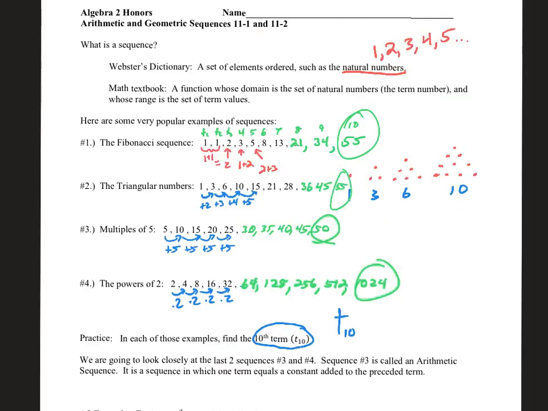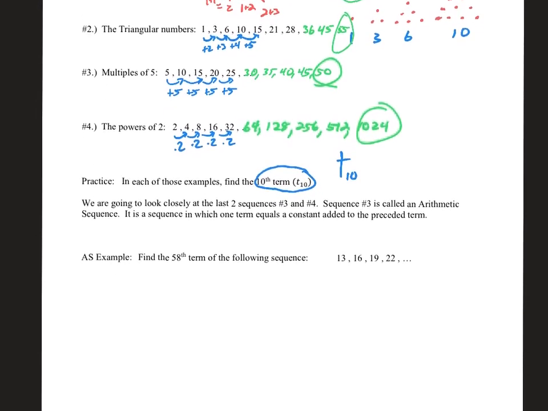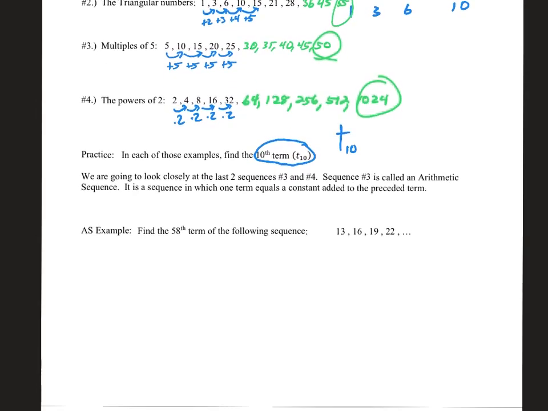So here you go. The 10th term in both 1 and 2, coincidentally, are both 55. The 10th term in number 3 is 50, and the 10th term in number 4 is 1024. Okay, so we are going to look very closely at the last two sequences, sequences 3 and 4, in this chapter. Sequence number 3 is called an arithmetic sequence. There it is right there, an arithmetic sequence.